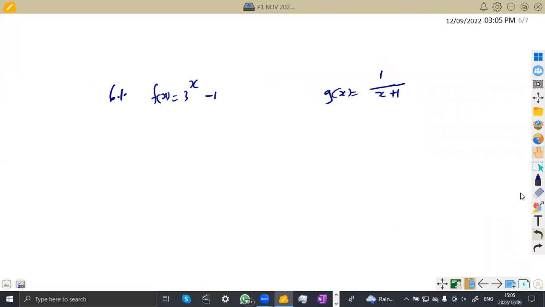Let's start with f(x). Here we are working with an exponential function. If it was just 3 to the exponent of x, we would have the asymptote at y equals 0. But there is a -1 here, which means we shall have y equals -1 as our asymptote. That's what you're going to have on this one.